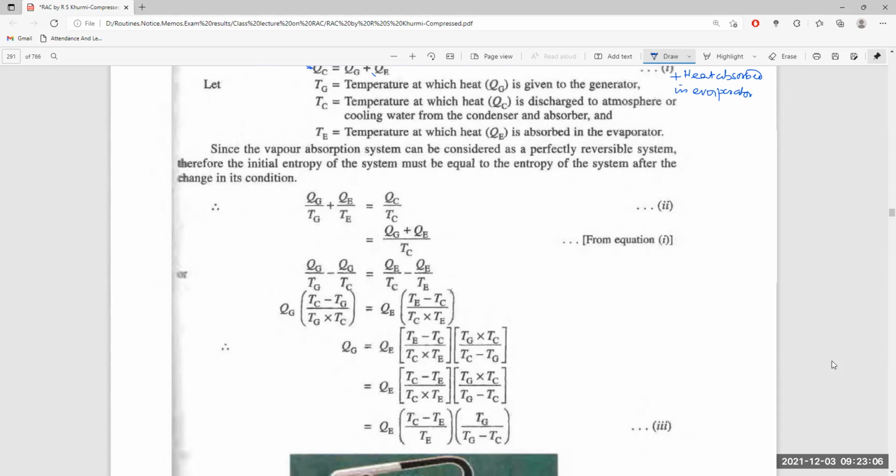So the initial entropy of the system must be equal to the entropy of the system after the change in condition. So the heat content kept in the system remains the same before and after the change in condition. So QG divided by Tg, the heat given in the generator divided by the temperature of the generator, plus QE divided by Te, the heat absorbed during evaporation divided by the temperature of the evaporator, is equal to QC, the heat rejected to the surroundings in the condenser, divided by the temperature of the condenser.